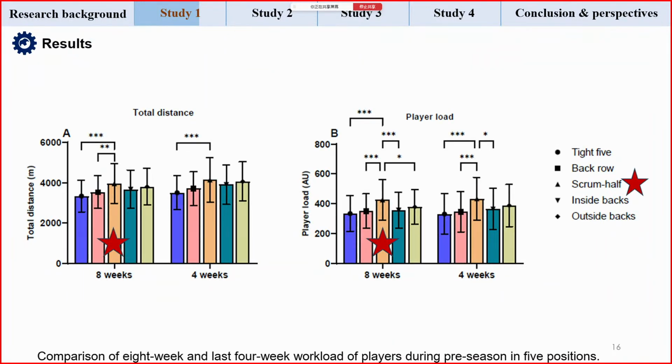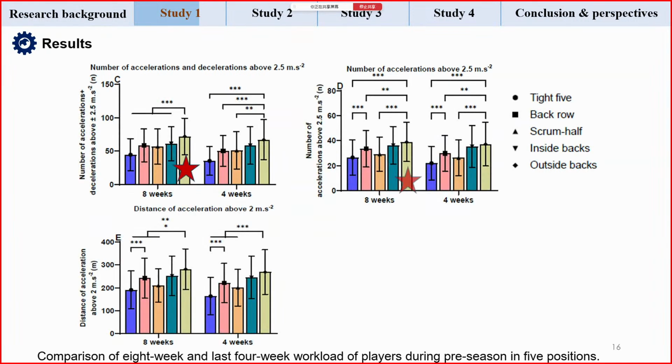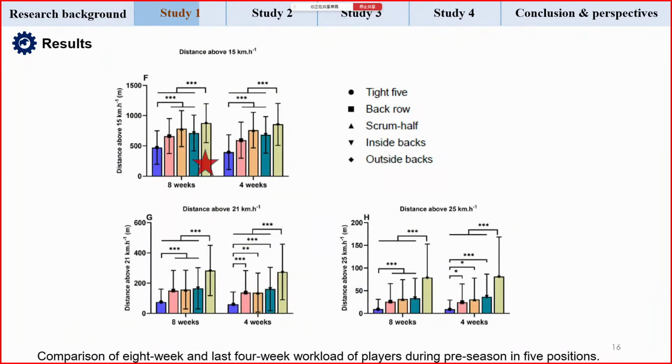the total distance and player load for scrum half was highest over 8 and 4 weeks period. We selected this to show this workload for the last 4 weeks because ACWR was calculated starting from 28 days. For all acceleration metrics, outside backs had the highest value. Additionally, outside backs also had the highest value for high-speed running, very high-speed running, and sprint running distance.